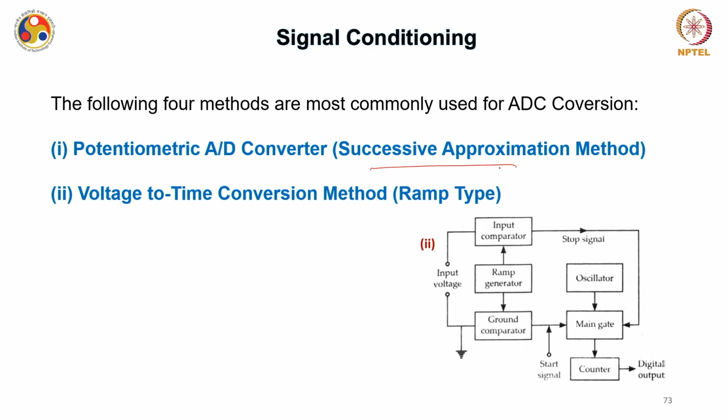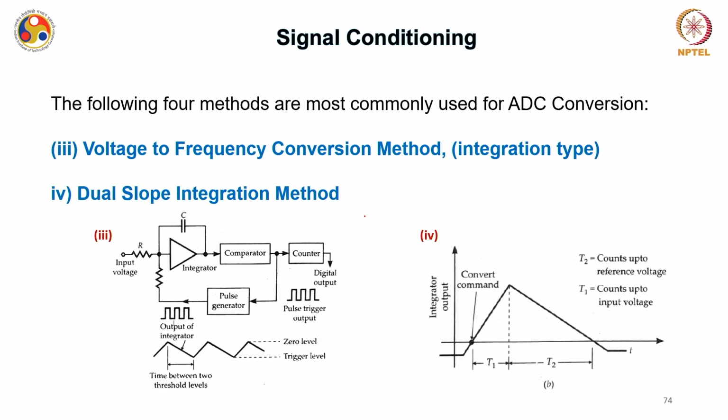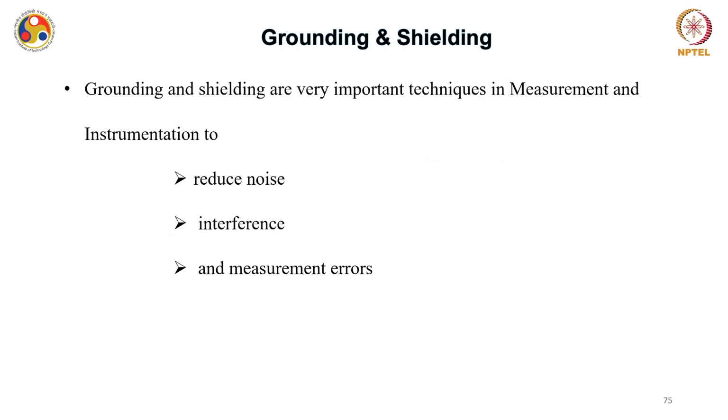This was based on successive approximation. We have seen the voltage to time conversion method, which was again using a ramp generator. We have seen the voltage to frequency conversion method, which we also call an integration type, and then we have seen the dual slope integration method, all of which have their own advantages and disadvantages.